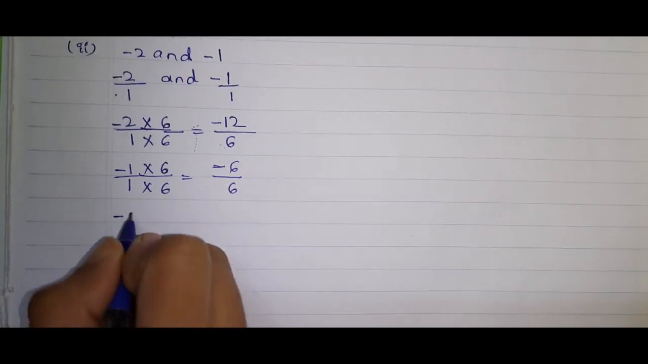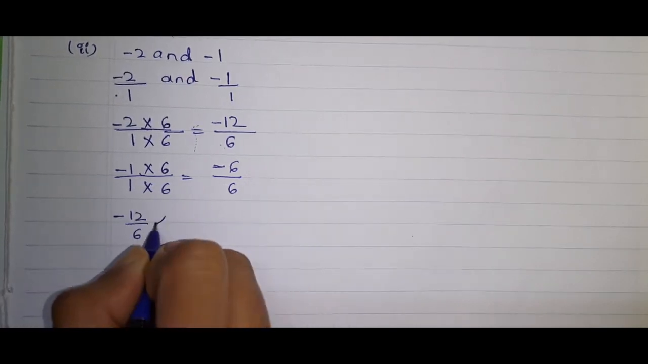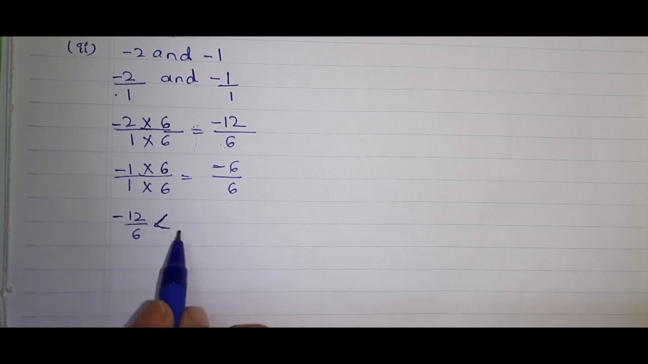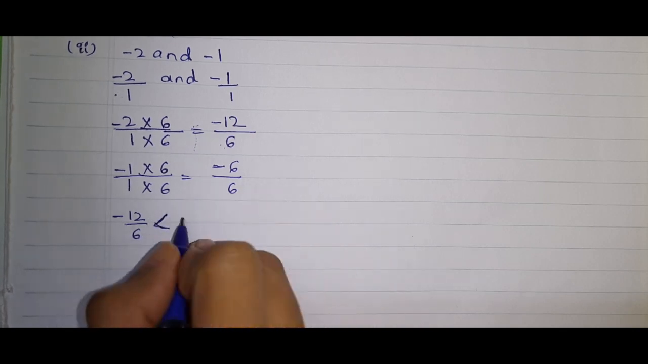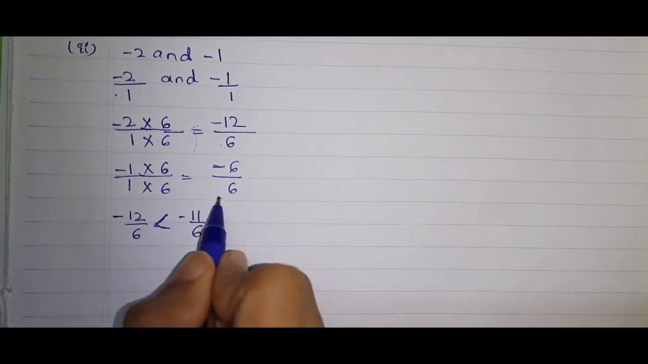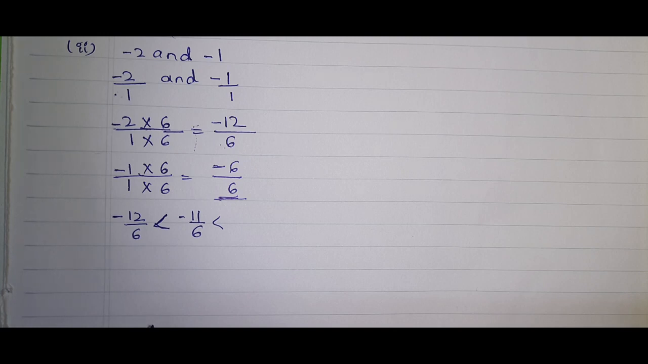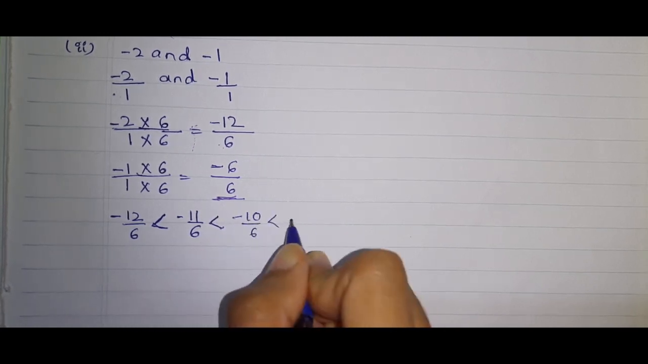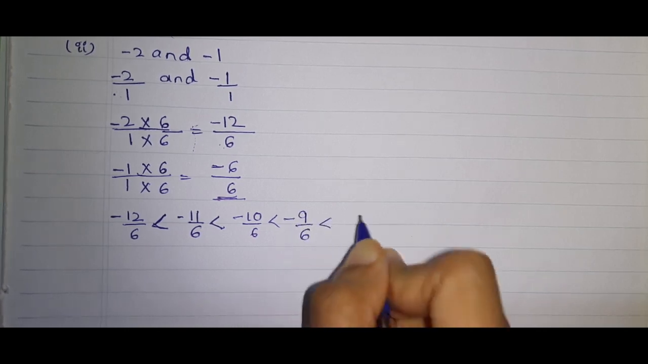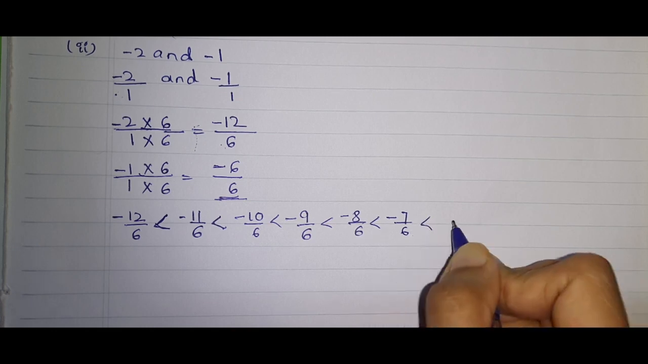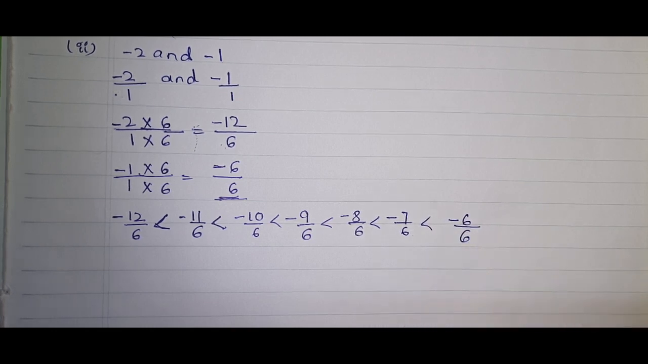Now, minus 12 divided by 6. Let me write the next number which is greater than minus 12 divided by 6. So this will be minus 11 divided by 6. I have to write the numbers till I get minus 6 divided by 6. Right? Now, minus 10 divided by 6, minus 9 divided by 6, minus 8 divided by 6, minus 7 divided by 6. Finally, I got minus 6 divided by 6.